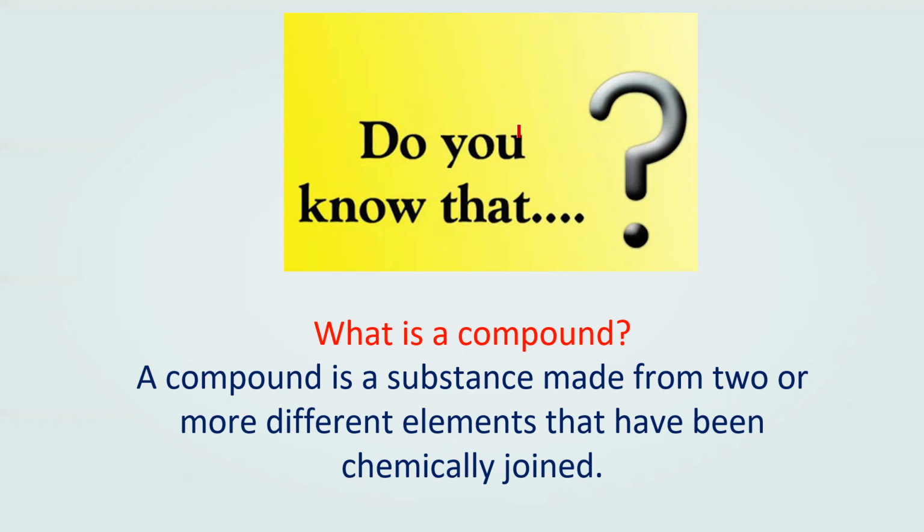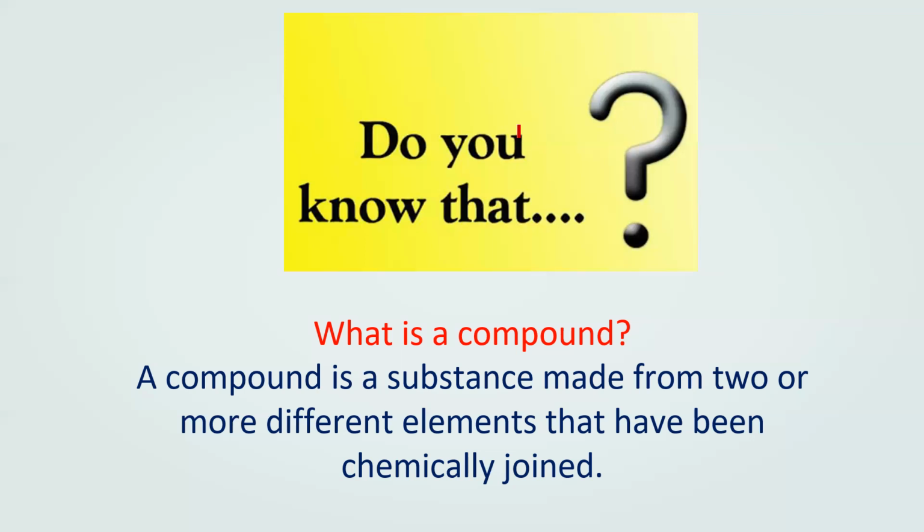If they were not joined chemically, what will happen? Will they become an element? Then a mixture will form there. When two or more substances join, but not chemically, then a mixture will form.